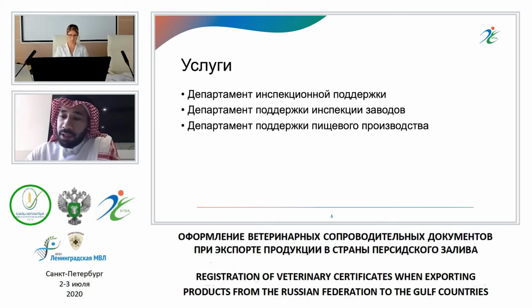So the operation sector has the main department, the executive department of inspection support, and then there is a sub-department, factories inspection support department, and the section that I work under is food factories inspection support. The head of this section is Salih Hashaib. He's joining us in this meeting.